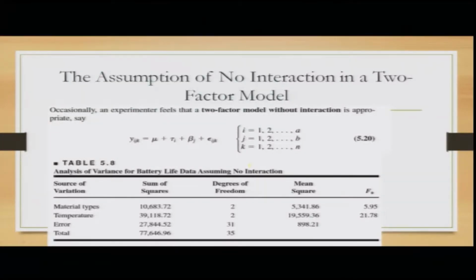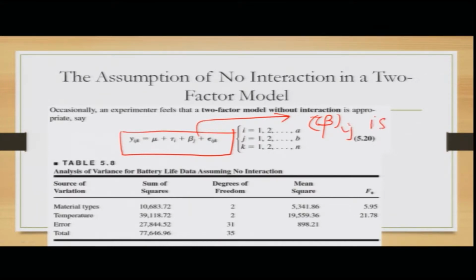Occasionally an experimenter feels that the two factor model without interaction is appropriate, so he will model it. I will just highlight it. Here what is important is that tau beta ij is not there. i is equal to 1 to a, j is equal to 1 to b, k is equal to 1 to n. So, analysis of variance of the battery life, assuming no interaction.